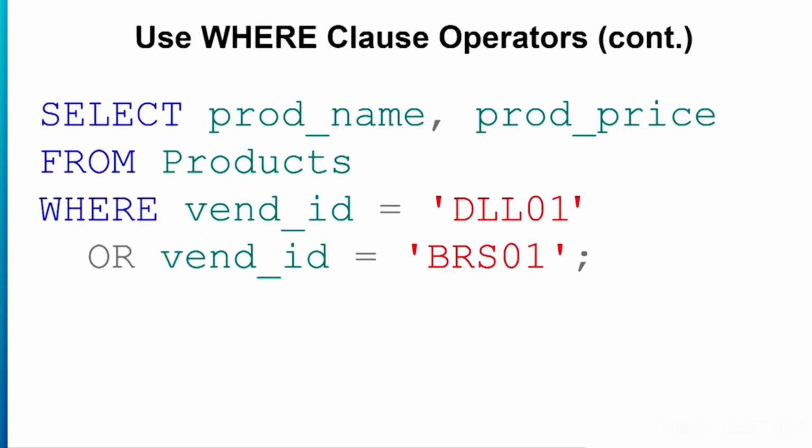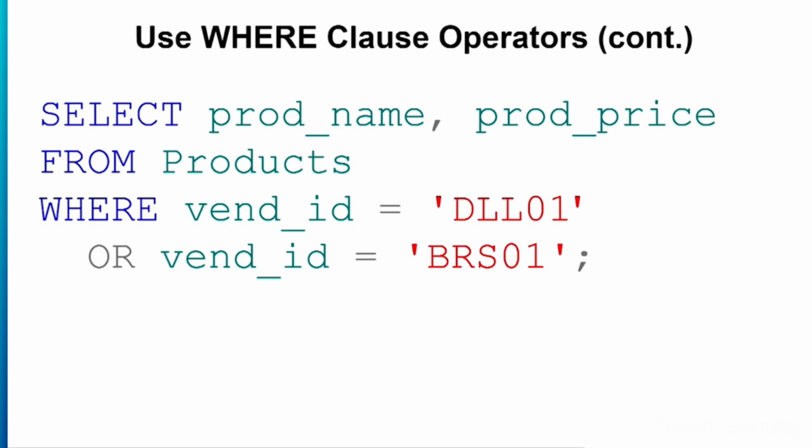In this example here, we're looking for product name and product price from products where vendor ID is DLL01 as a string, or vendor ID is BRS01 as a string. So if either of those conditions are true, either of those vendors, the row will be retrieved. Right here, either condition has to be true. And in this example, it's actually impossible for both to be true because they're both compared against the same column.